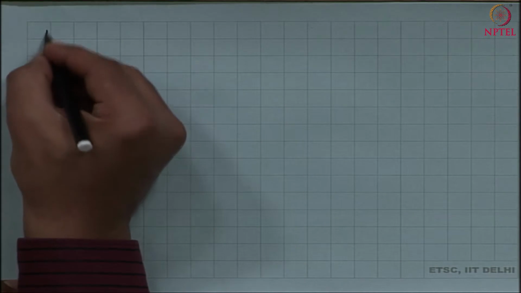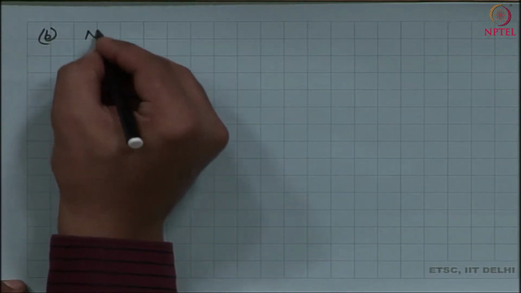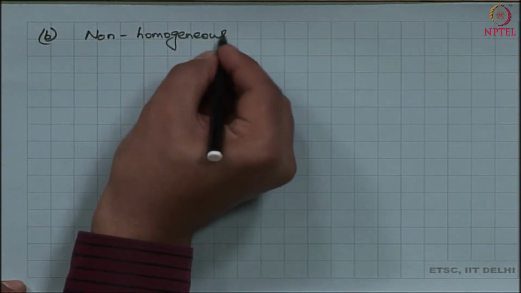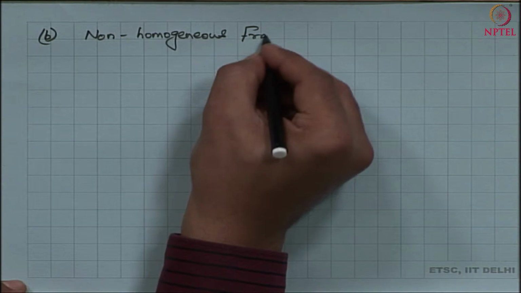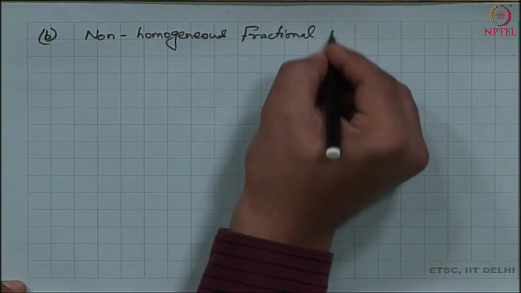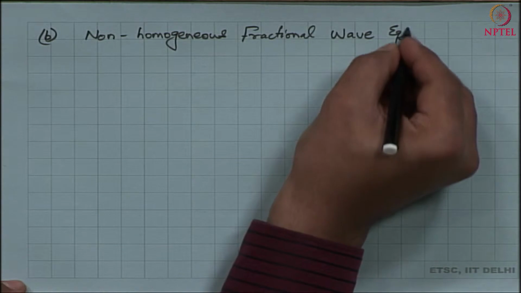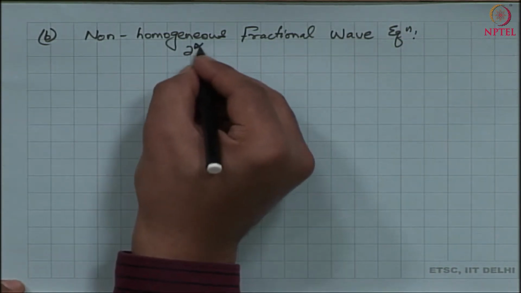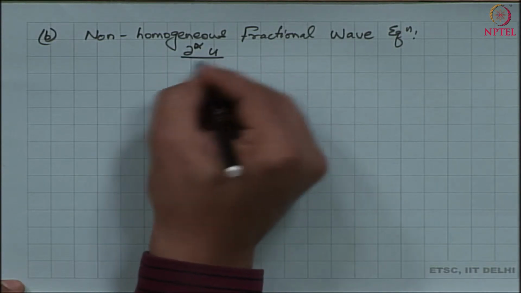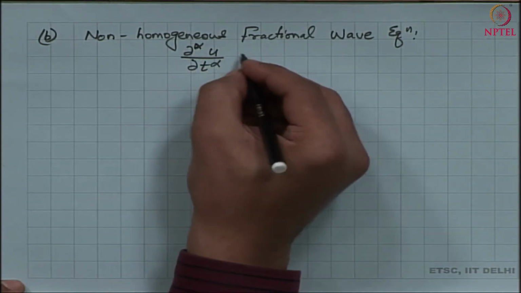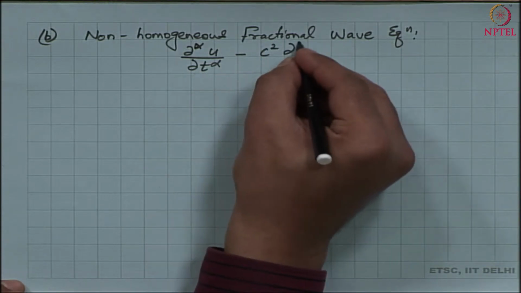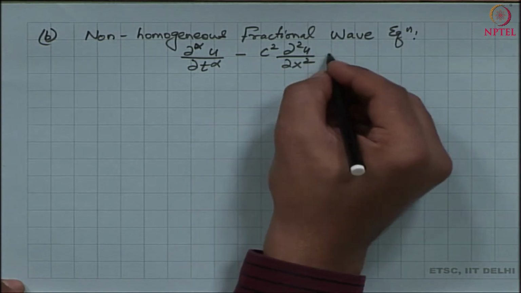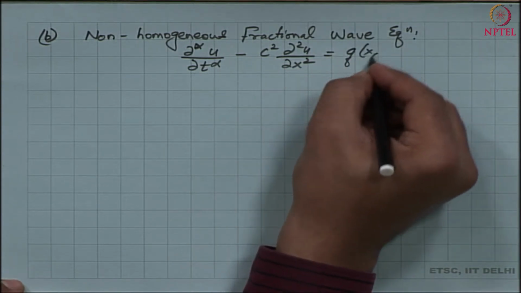So, the second case I am going to talk about is the non-homogeneous fractional wave equation. The non-homogeneous fractional wave equation is given by the following PDE: the fractional derivative of order alpha of u with respect to t, minus c squared times the second derivative of u with respect to x, is equal to q of x comma t.